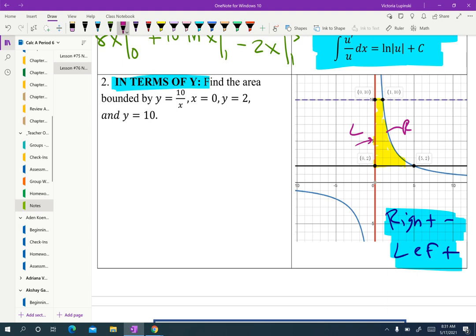Now, there is one slightly different thing that has to happen here. If you're doing it in terms of y, your equation has to be x equals instead of y equals. So in most of the problems going forward, that will already be done for you. But in this case here, we have to do it for ourselves. So you're going to take this equation, y equals 10 over x, and you're going to rewrite it as an x equals. So how do you do that?